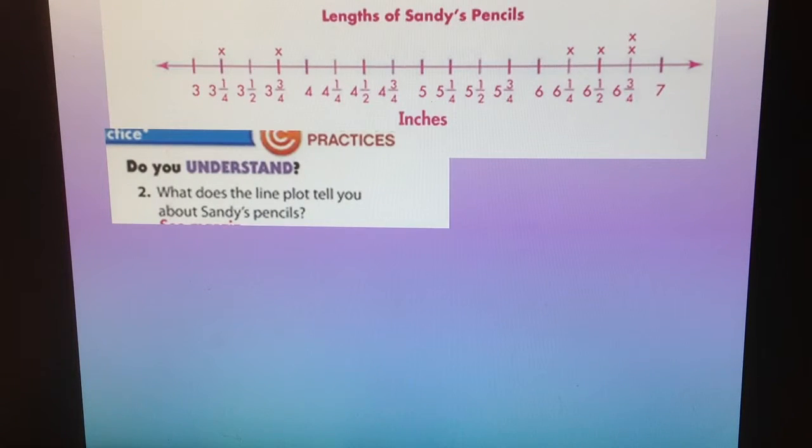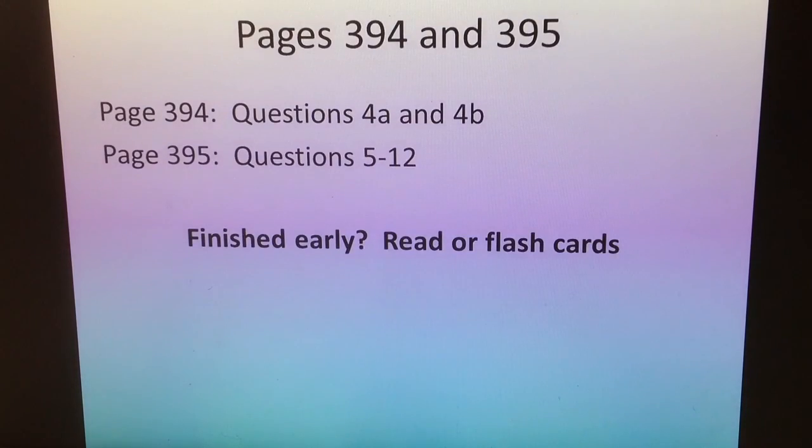What does the line plot tell you about Sandy's pencils? We had lots of things it told us. Some people pointed out that her pencils tended to be about 3 inches or 6 inches. Some people pointed out that most of her pencils were about 6 inches, but some were smaller. Some people pointed out that Sandy didn't have any pencils as long as 7 inches, or any pencils shorter than 3 1/4 inches. And that was it for today.